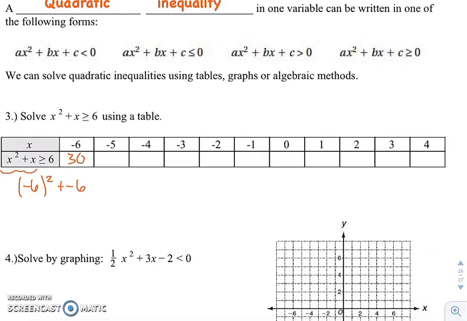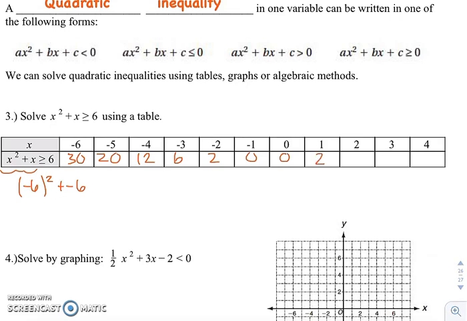And you guys would just keep plugging in the values. So if you guys plugged in -5, -5 squared is 25, plus -5 would be 20. -4 squared is 16, plus -4 is 12. So you guys would just keep plugging in these values. Plug in -3, you get 6. Plug in -2, you get 2. -1, you get 0. 0, you get 0. 0 plus 0. 1, you get 2.